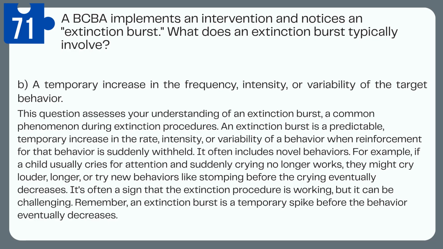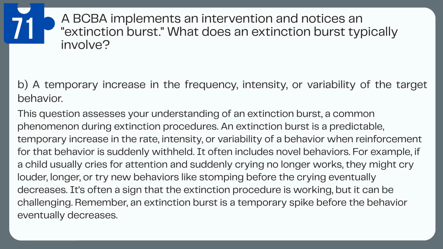Answer: B. A temporary increase in the frequency, intensity, or variability of the target behavior. This question assesses your understanding of an extinction burst, a common phenomenon during extinction procedures. An extinction burst is a predictable, temporary increase in the rate, intensity, or variability of a behavior when reinforcement for that behavior is suddenly withheld. It often includes novel behaviors.